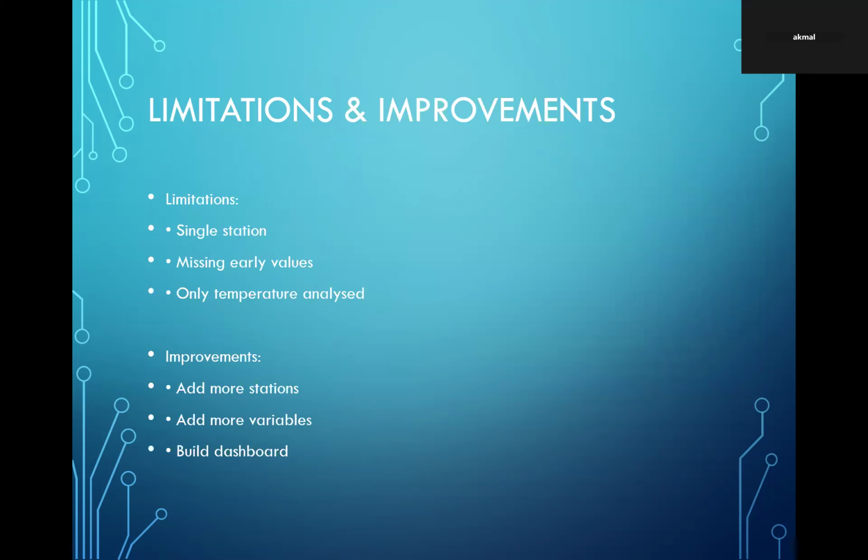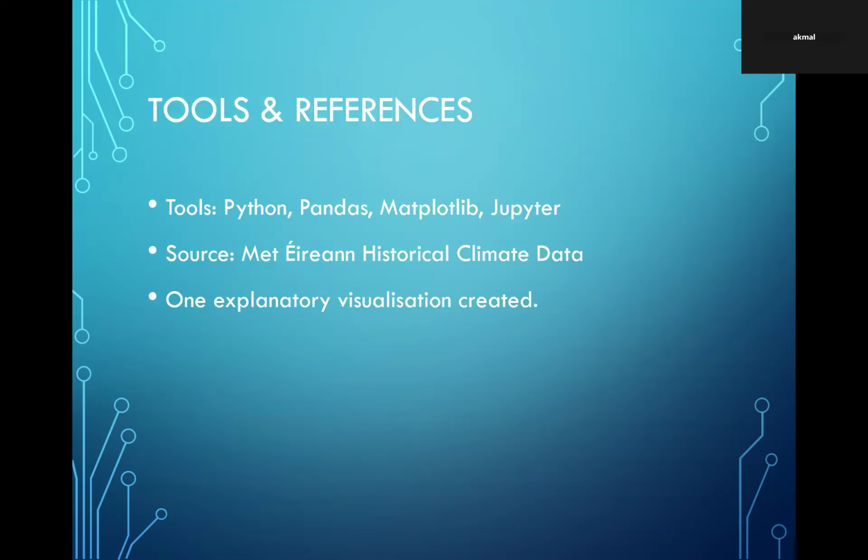There are also some limitations. The data comes from only one weather station, so it doesn't show the whole country's weather. Also, some older records have missing values. In future, we plan to combine multiple stations or include other weather factors such as rainfall and so on.